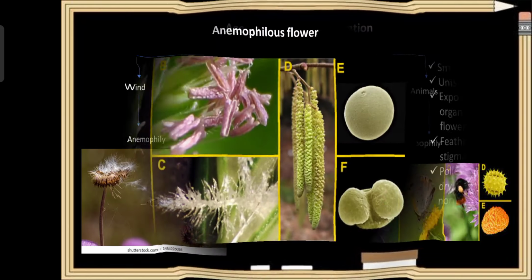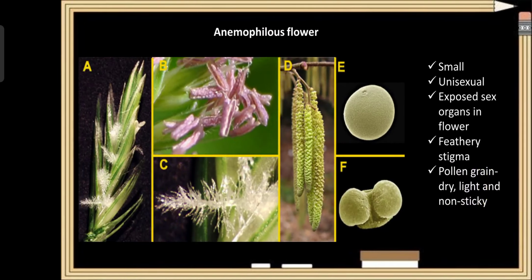The first category of flower is referred to as anemophilous flower. If the wind brings the pollination in the flowers, such flowers are said to be anemophilous flowers. So how do these anemophilous flowers look? What do they have? These anemophilous flowers are very small, they are unisexual. And number 3, they have exposed sex organs in the flower. So the androecium and the gynoecium are always exposed.